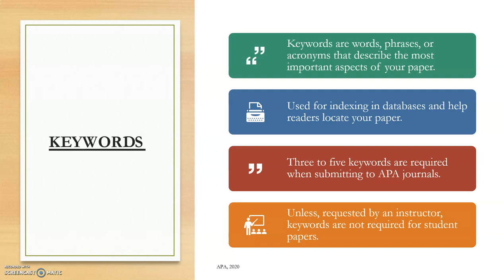For the APA journals, if you're submitting a manuscript to their journal, they need 3 to 5 keywords. However, if you're going to send your manuscript for publication to other journals, look at how many keywords they require. Normally, nursing students are not required to have keywords because, again, an abstract is not required. However, if the instructor requires an abstract, then it will need keywords. So again, check with your instructor.